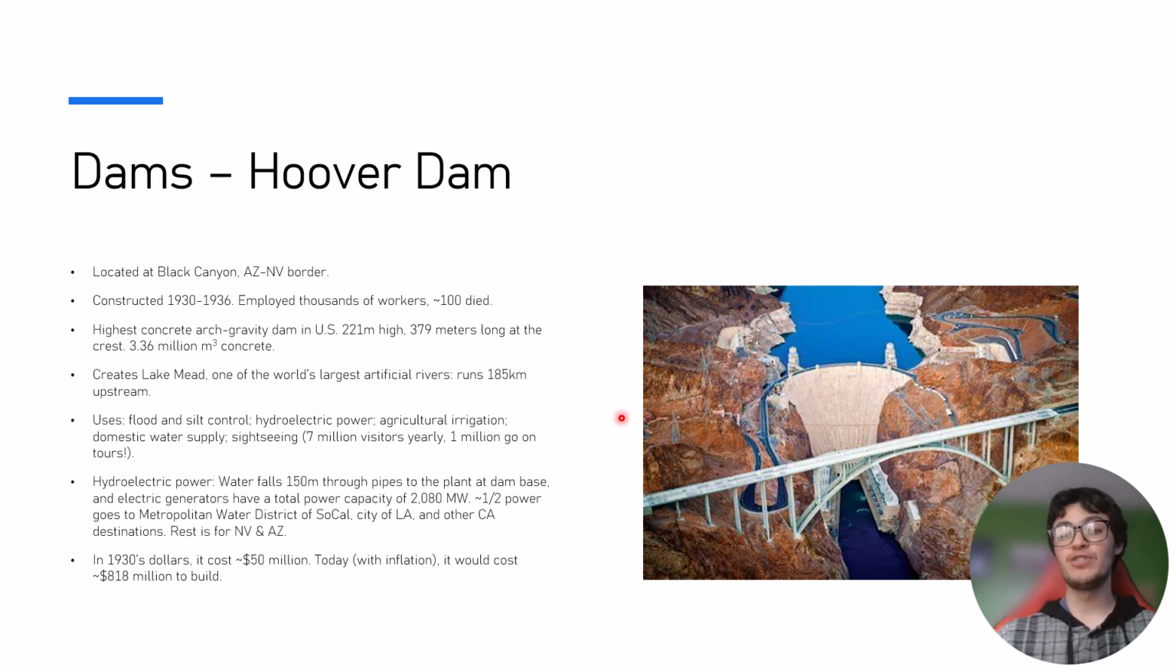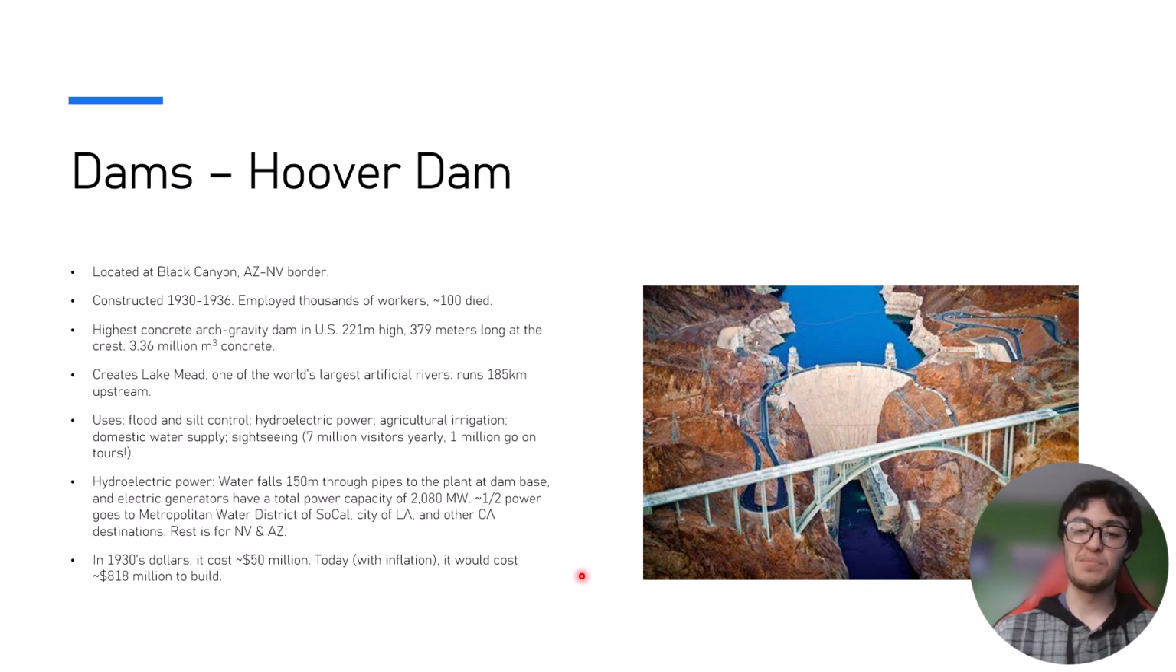It employed thousands of workers to construct, but unfortunately about 100 died. Now, to put this into perspective financially, in the 1930s dollars, it cost about $15 million. However, today, accounting for inflation, it would cost about $818 million to build. So this was a huge process.